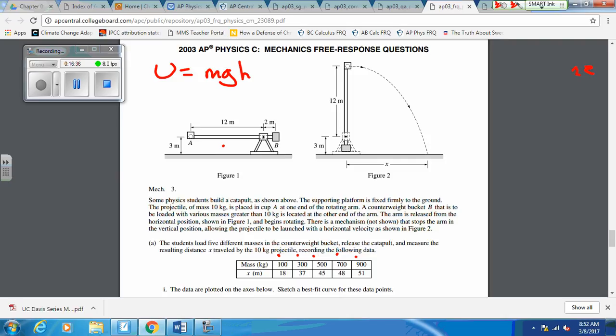Okay. Well, go ahead and compute that. Are we supposed to calculate the potential energy in figure 1 or figure 2 according to the problem? Figure 1. All right, go.